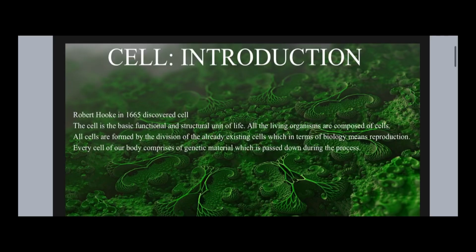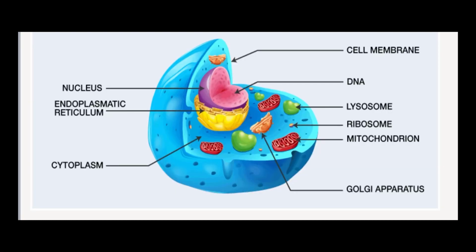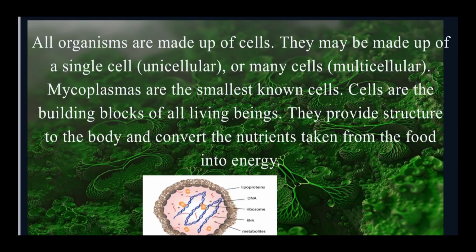Robert Hooke was the first person who introduced the cell: what a cell is, how it looks, and where it was found. He talked about its function and structure. You can see the structure of the cell, where you can see the nucleus, endoplasmic reticulum, cytoplasm, cell membrane, DNA, lysosomes, ribosome, mitochondria, and Golgi. So it's kind of a short video about the cell.